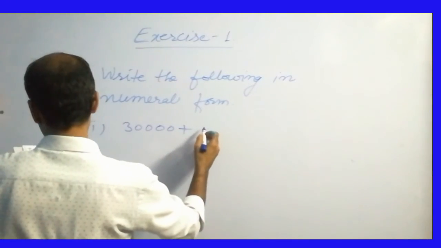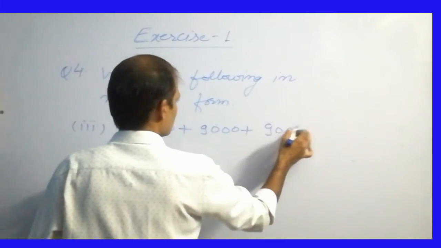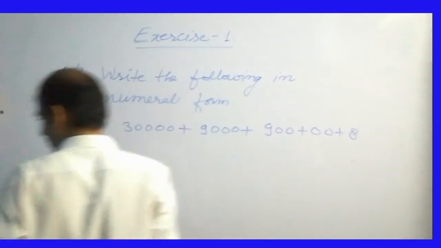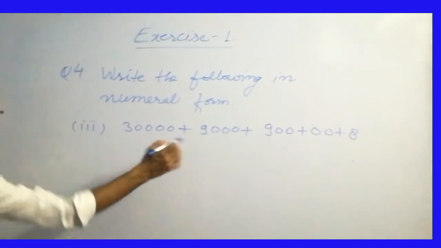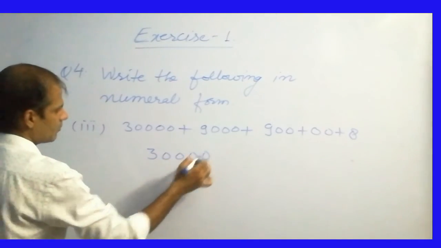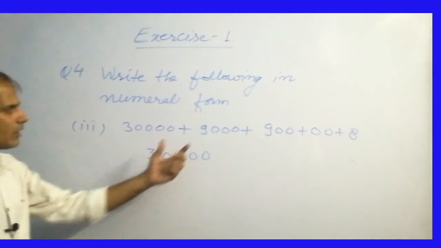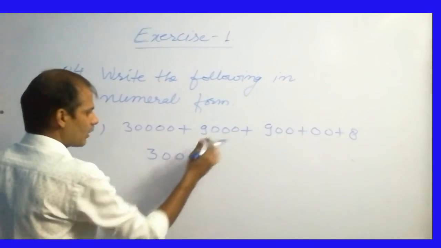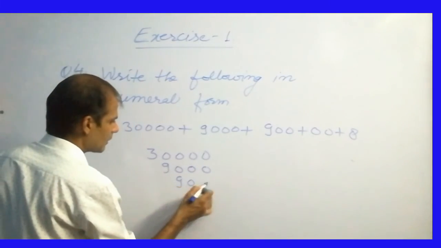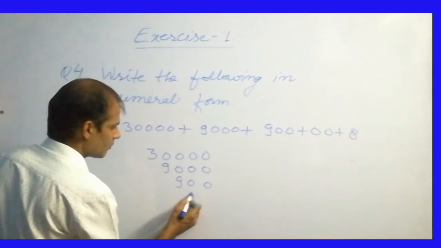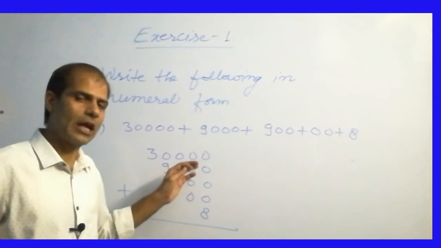Okay, students. Now, second part is, you can follow this method. 30,000 plus 9,000 plus 900 plus 00 plus 8. Okay, just add the numbers. As you know, the addition. So write these all the digits. This is 30,000. Next is 9,000. So 9,000 को आप इस तरह से लिखेंगे. Then 900 आप इस तरह से लिखेंगे. 00 and finally 8. I hope you are comfortable with this type of addition.